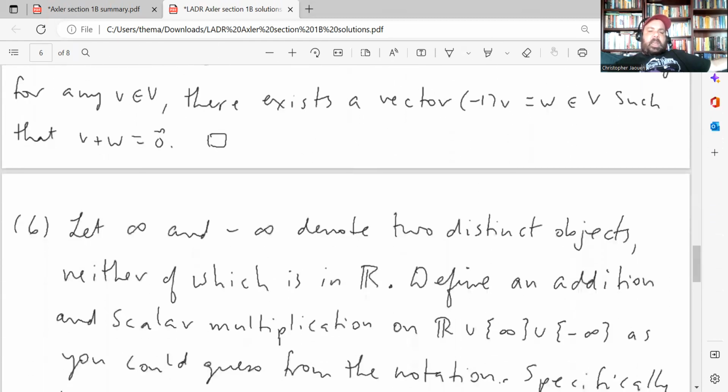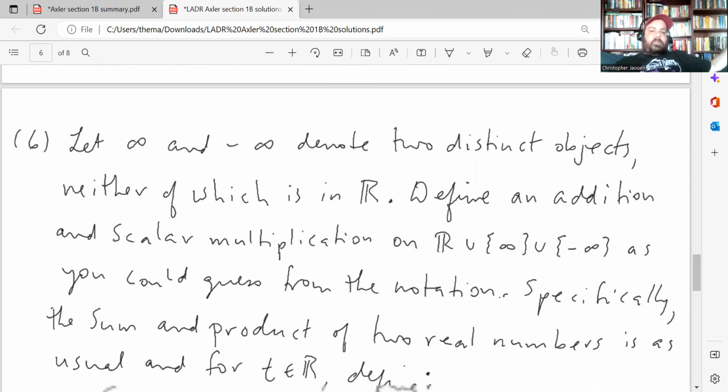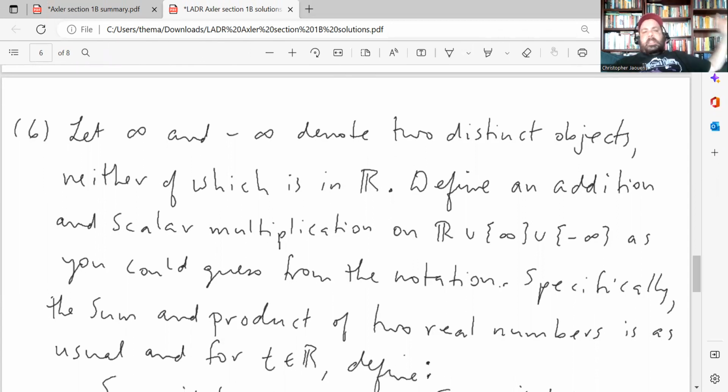Number 6 has a long description to get to the problem, but once you figure out what axiom fails, then it's relatively quick to do the answer. But let's read through the problem here. I think this is the last problem that I did in this section. So let infinity and negative infinity denote two distinct objects, neither of which is in R. Define an addition and scalar multiplication on R union infinity union negative infinity.